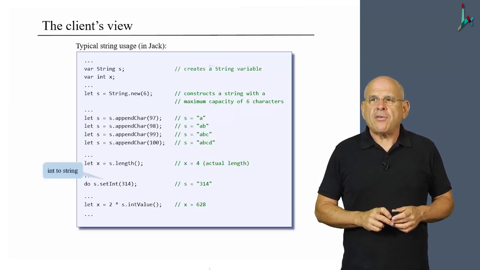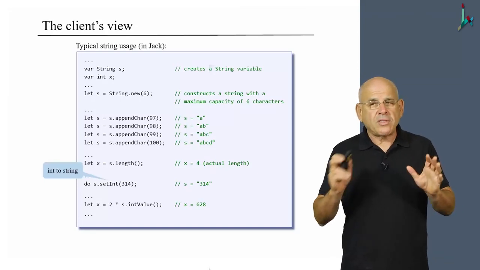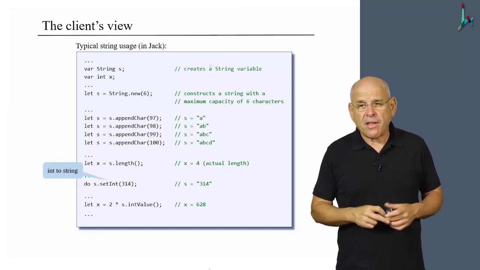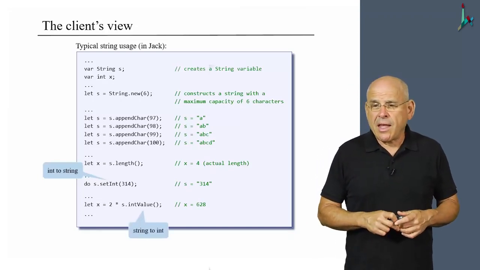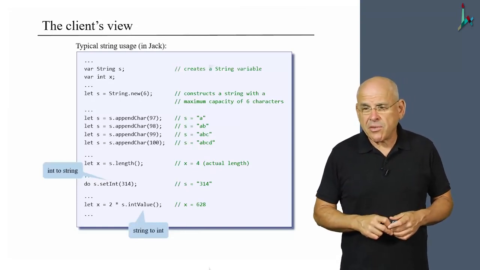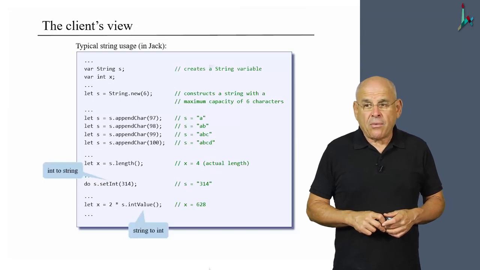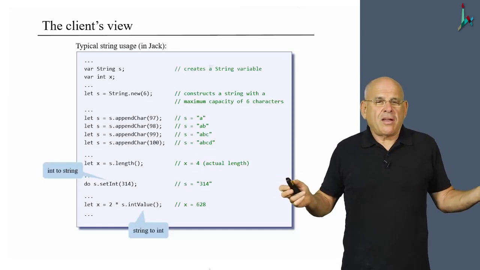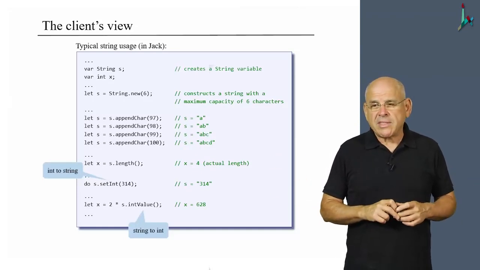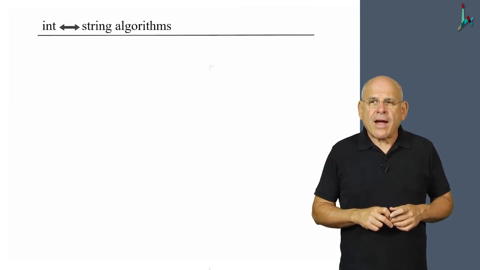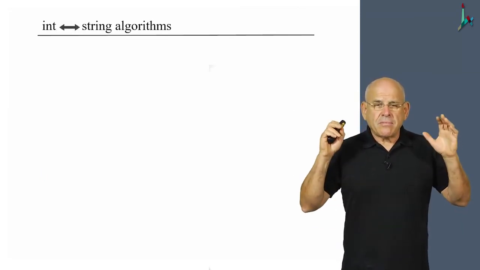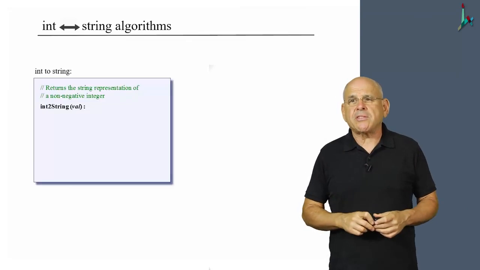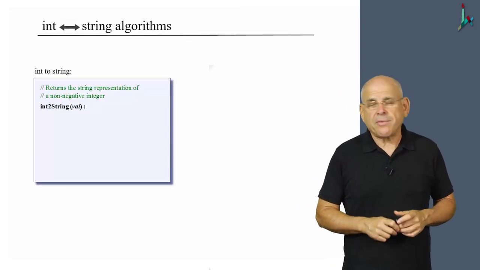All right, so that's the client view. And in particular, the 2 most interesting methods here are the setInt method, which turns integers into strings, and the intValue method, which turns strings into ints. And what I'd like to do next is discuss these 2 methods, because they are, in fact, the only challenging things that we have to do when we set out to implement this class. All right, so we're going to present 2 general purpose algorithms for converting integers to strings and strings to integers, beginning with int to string.